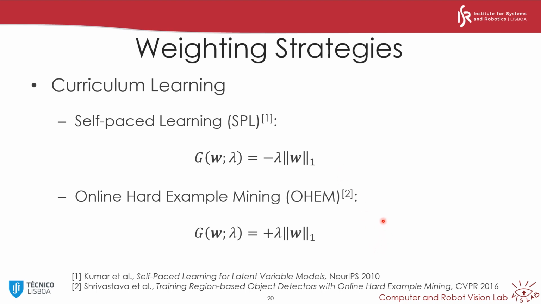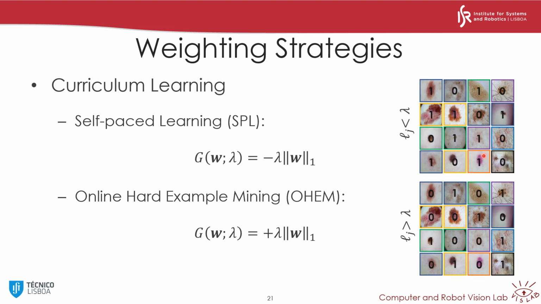The first method is called self-paced learning, and the idea here is to define G as minus the L1 norm of the weights. The other method, which is the opposite, the symmetric basically, is called online hard example mining, and G is defined as plus the L1 norm. And what is the difference between these two methods? The difference between these two methods is amplified here on the right side.